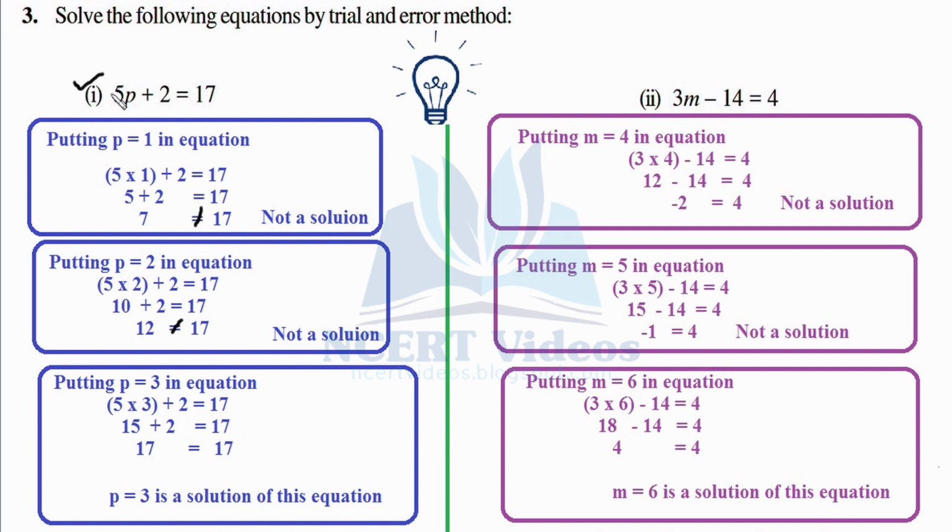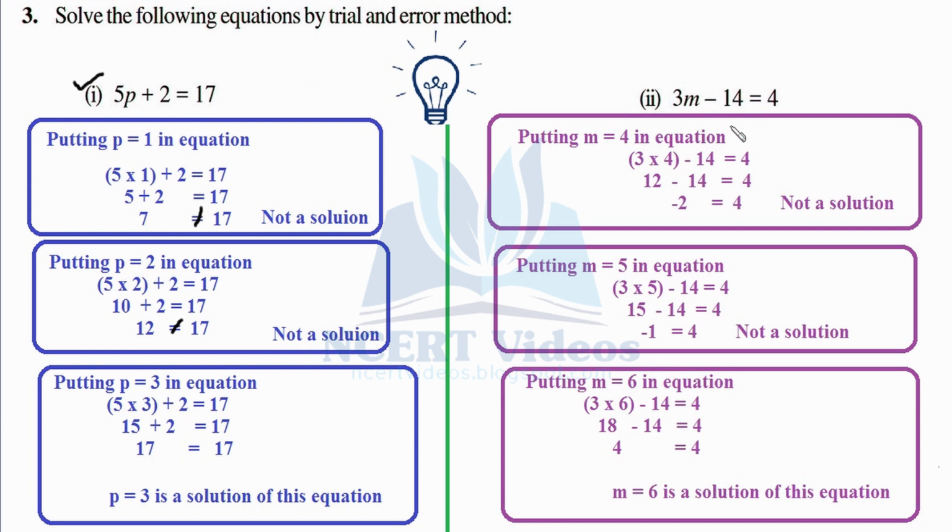Similarly, we will try and solve the other part. This time we have 3m minus 14 equal to 4. Now we see that 14 is the bigger number. Whenever we multiply with this, we will get a negative, because it will be negative. So we have to select the value of m that makes this whole value greater than this negative 14. Then only we can get a positive value, because ultimately we are getting a positive value.